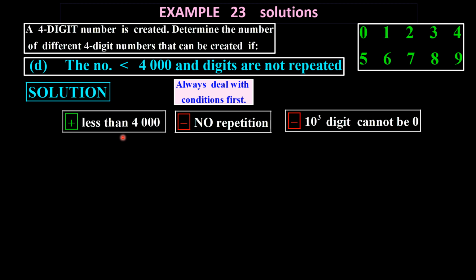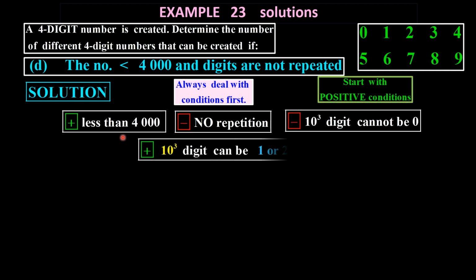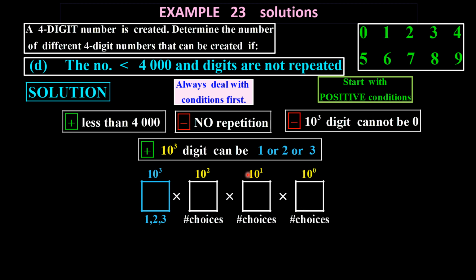What does it mean if it must be less than 4,000? In other words, the thousands digit can be a 1, a 2, or a 3, right? Because I can have 1,000 and something, which will be less. I can have 2,000 and something, or I can have 3,000 and something, right? So those will all be possibilities there. So in other words, if I have my thousands, I have 3 possible digits I could use there. So I have 3, right?